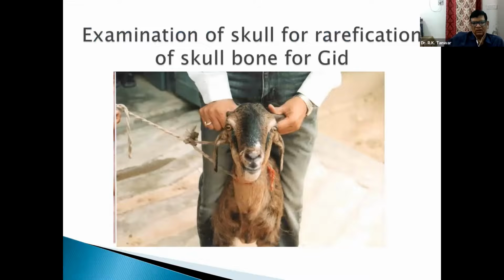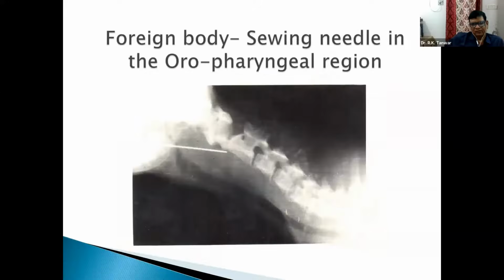So I will show you one photo. Whenever there is a nervous sign, blindness, or circling, you should examine the skull for verification of the skull bone. You catch hold of the animal in between your legs and apply pressure behind the horn. Here you can see one thing, I don't know whether you have observed it or not, that goats, maybe sheep also, change their pupil shape twice a day. In the morning it is round, and in the afternoon it is an elliptical shape. So see why there is a change in the pupil of goat.